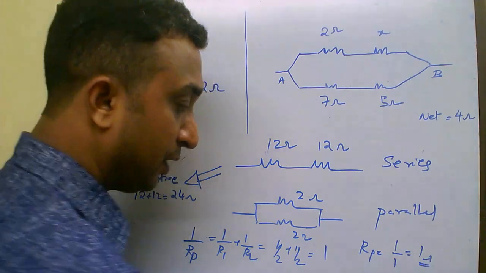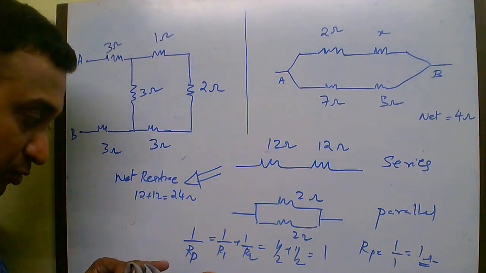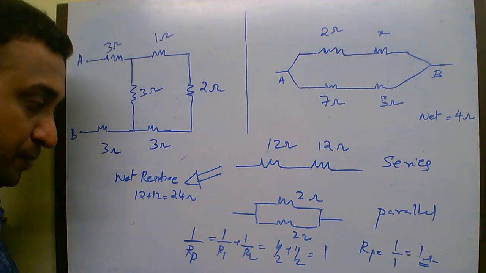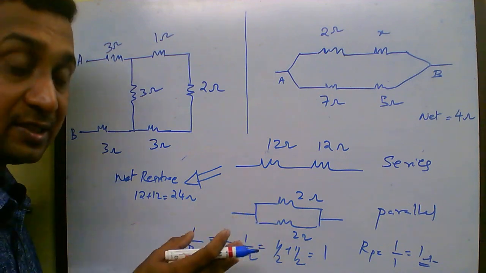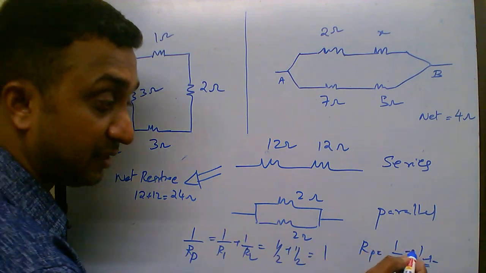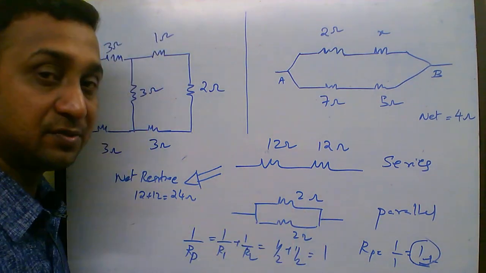So when you connect resistors in parallel, you have to find the reciprocal values of the resistors. The net resistance when resistors are connected in parallel actually decreases, and it will be lesser than the smallest resistance you connect in the circuit.